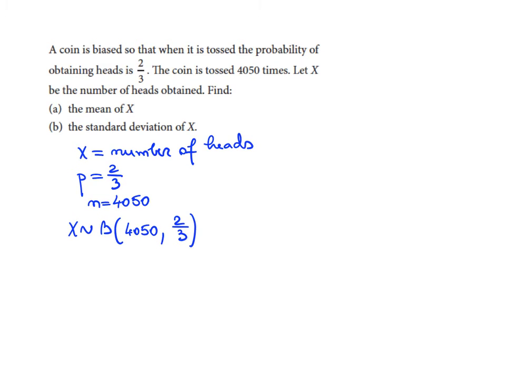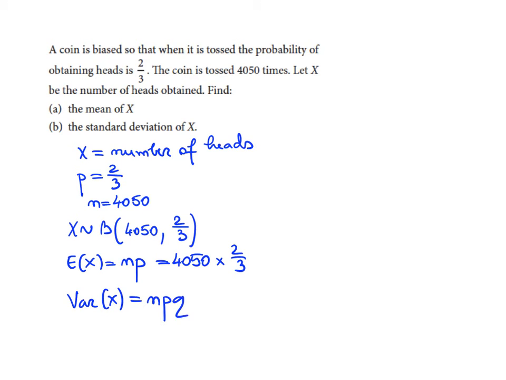This is my model. I always write my model. It's very important to point that it's binomial. And I know that for the binomial, E of x is n times p. So it's going to be 4,050 times 2 over 3. And I know that the variance of x is npq. I need to learn this by heart. So it's 4,050 times 2 over 3 times 1 over 3.